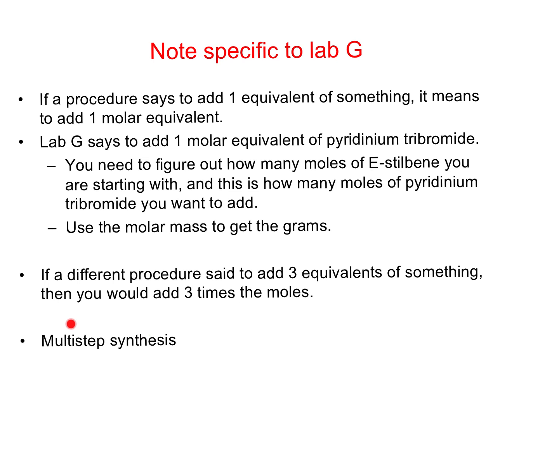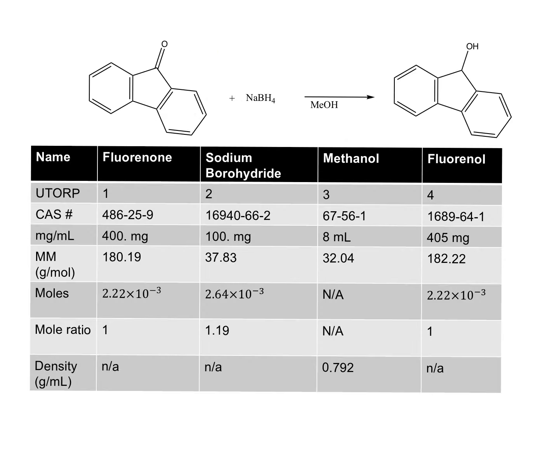All right, and then just a final note on multi-step syntheses. Let me go to the next slide here. So here's our mole table that we just did and we filled it out. Let's say this mole table was for the first step in a multi-step synthesis. Well, what that means is the product of this step would be the reagent for the next step. So if we were doing another reaction where we're going to use the product of this first reaction as the reactant for the new one, then this is the amount of the fluorenol that we would use in that new mole table.